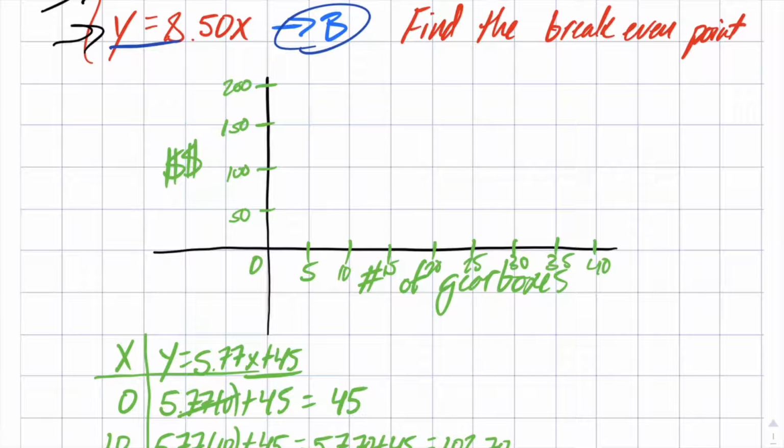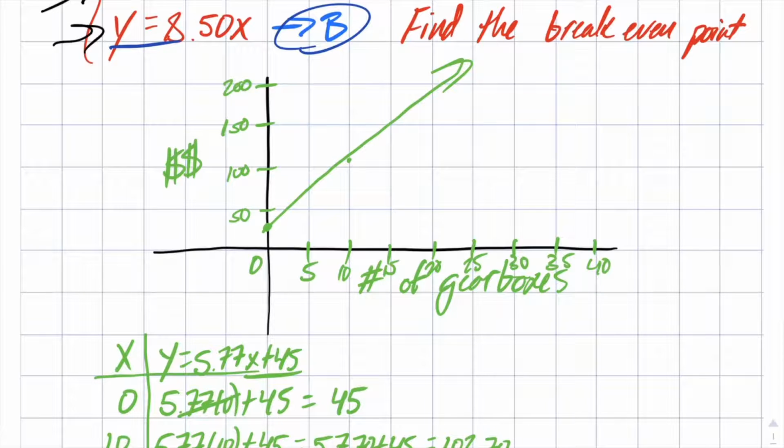So at 0, it's going to be 45, which I'm just going to say is like right here. And then at 10, x is 10, it's going to be 102.70. Like right there. Okay? We draw a little line. Hopefully your lines actually connect.